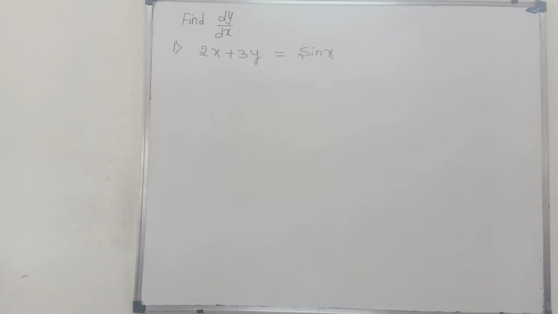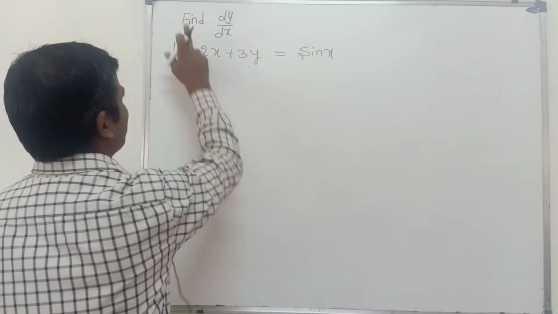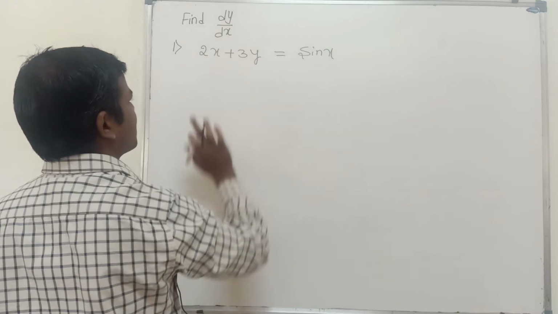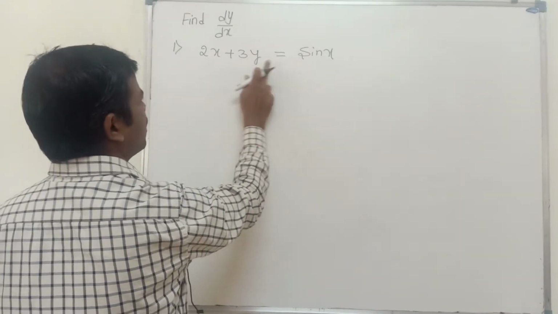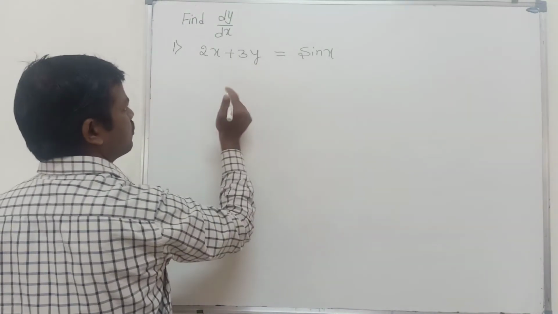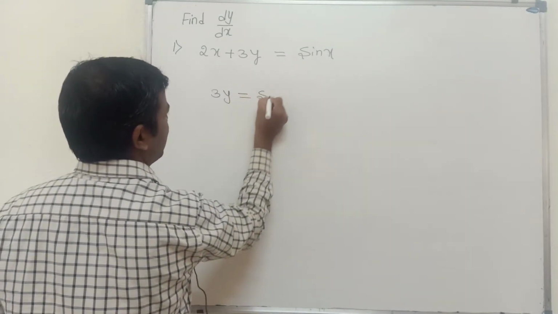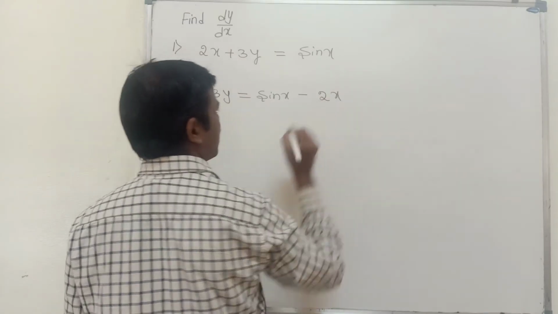So next, find dy by dx. For this, what they have asked, find dy by dx. So that is change in y with respect to x we needed. But they have given that 2x plus 3y is equal to sin x. So let me bring this one side. So that is 3y is equal to sin x minus 2x.